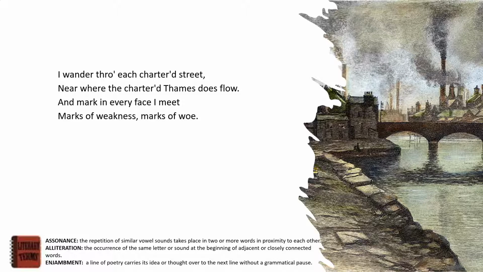And the alliteration that you might have noticed is helping to emphasise the sound of misery. So we've got the W and the M being alliterated a lot, particularly in those last two lines with the M, mark in every face I meet, marks of weakness, marks of woe. So this sense that everything is marked, everything has been in some way scarred, and the sound of that repeated M gives us this idea there is no escape from this misery.